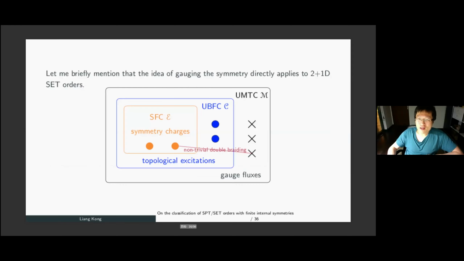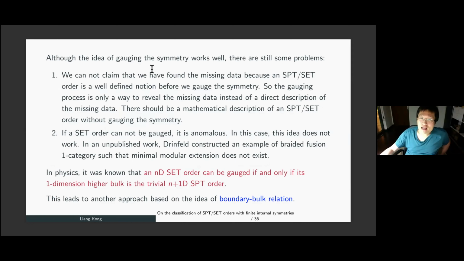Yeah. All right. So these are very parallel, but okay, you see the idea of gauging the symmetry works well, but it still has some problems. We cannot claim that we have found the missing data because SET order is a well-defined notion before we gauge the symmetry, right? So gauging the symmetry is only a way to reveal the missing data instead of a direct description of the missing data. There should be a mathematical description of SET order without gauging the symmetry, all right? The second point is that if SET order cannot be gauged, then it is anomalous. In this case, this idea will not work anymore. Okay, so in an unpublished work, Drinfeld constructed an example of a braided fusion 1-category such that the minimum modulus tension does not exist. Okay, so you cannot always gauge it. Then if you cannot gauge it, how are you going to study this thing? So this idea failed in this case.